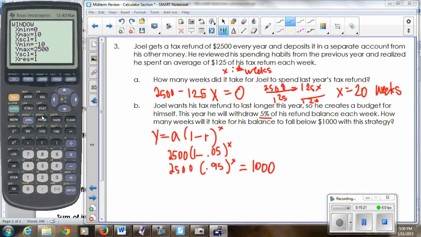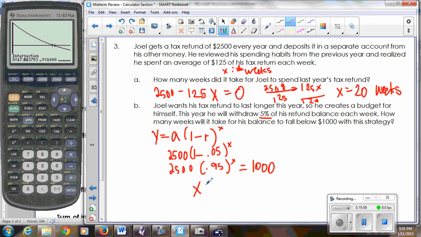So now you can see the balance in the account is starting to decrease. And that horizontal line represents when the balance is 1,000. So if I want to figure out the value of x, I'm simply going to figure out this point of intersection. Second trace gives me the menu that I can use to find the intersection. And since there's only one intersection point, you can simply hit enter 3 times, and it'll calculate that for you.